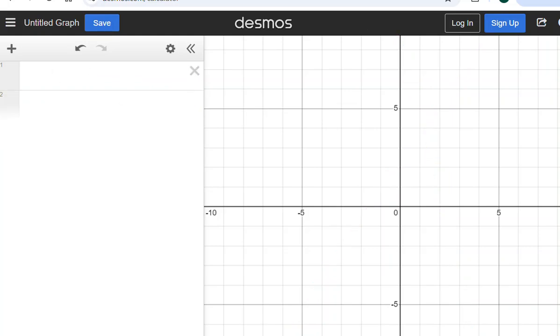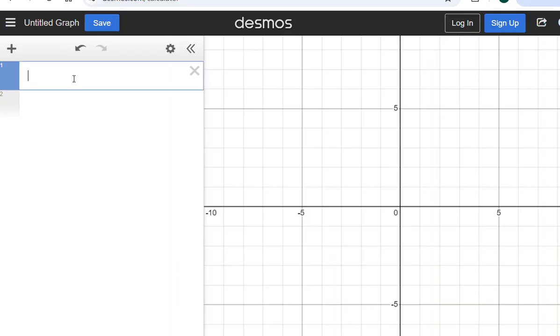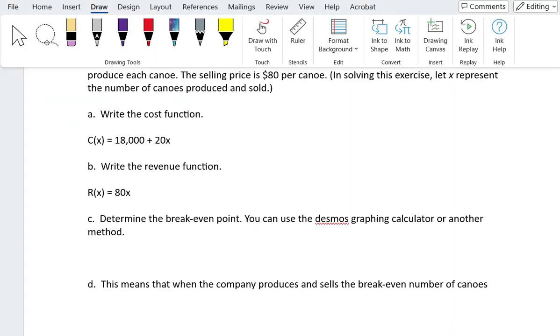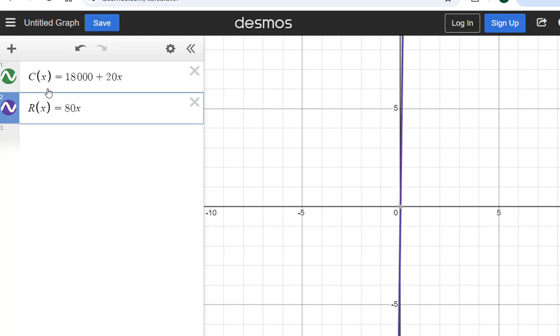The first one that we're going to graph is the cost, which is 18,000 plus 20x. And then my revenue, which is 80x. I'm using R of x and C of x here. You could also just use y. It's going to look a little bit strange on this graph because I don't have my scale set up correctly, so it looks like I have almost a vertical line here.